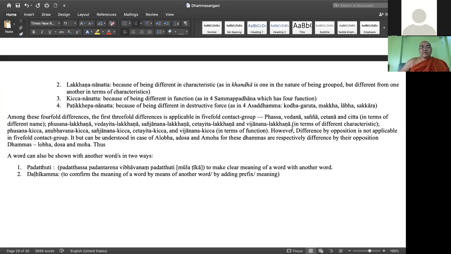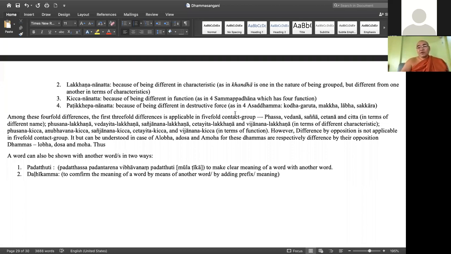So also regarding the function, kicca, okay? They have different functions even though they belong to one group, the Phassa Pancamaka group. Phusana kicca; anubhavana means just enjoying, another word for vedayita. Sanjanana kicca, recognizing function; cetayita kicca, encouraging function; and also vijanana, knowing function. In this way, these three differences can be applied in the Phassa Pancamaka group.